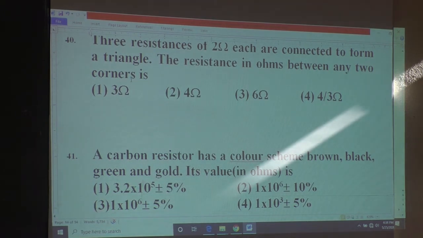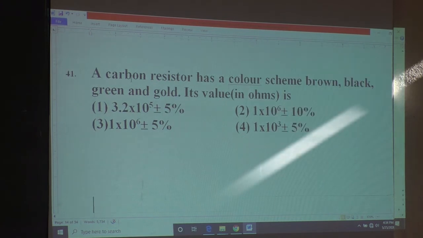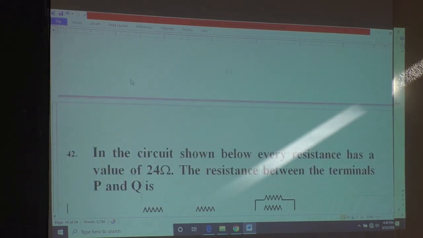Question 41, a carbon resistor has a color scheme as shown below. Okay, now it's correct. Carbon resistor has color scheme brown, black, green and gold. Its value is very easy. Brown 1, black 0, green 10 to the power 5. And gold plus or minus 5%. 10 into 10 to the power 5 means 1 into 10 to the power 6 plus or minus 5%. Option 3. Third option. Okay, very easy problem.